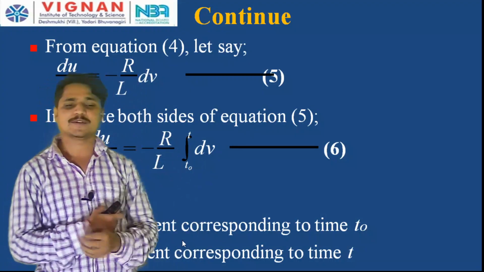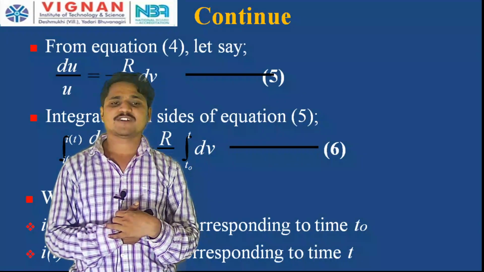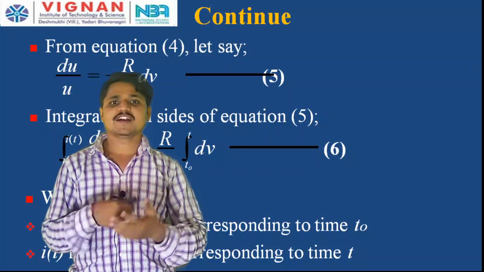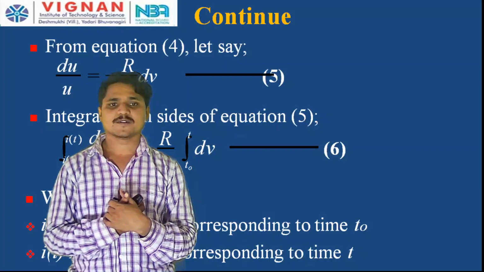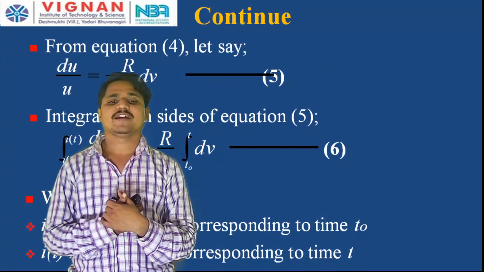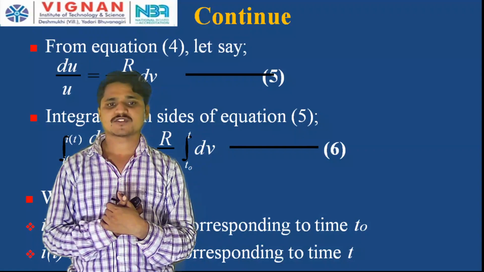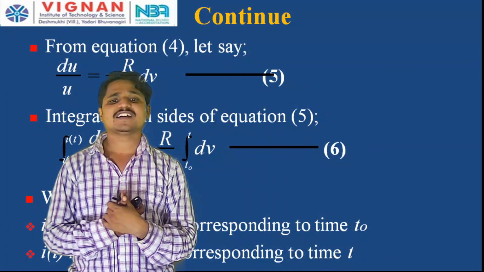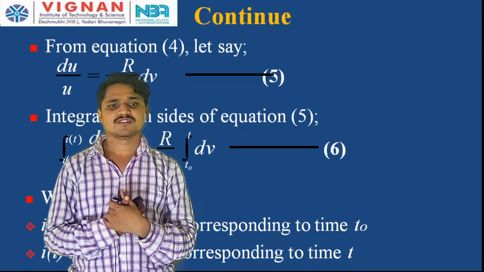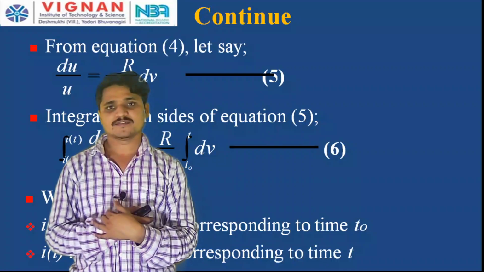See, here we apply the limits, upper limit and lower limit. The lower limit is I of t naught, the current at the instant of the switching action, and I of t is the final condition. So, integral of du by u equal to minus R by L into the integral from t naught to t of dv, equation number 6, where I of t naught is the current corresponding to time t naught, and I of t is the current corresponding to time t.